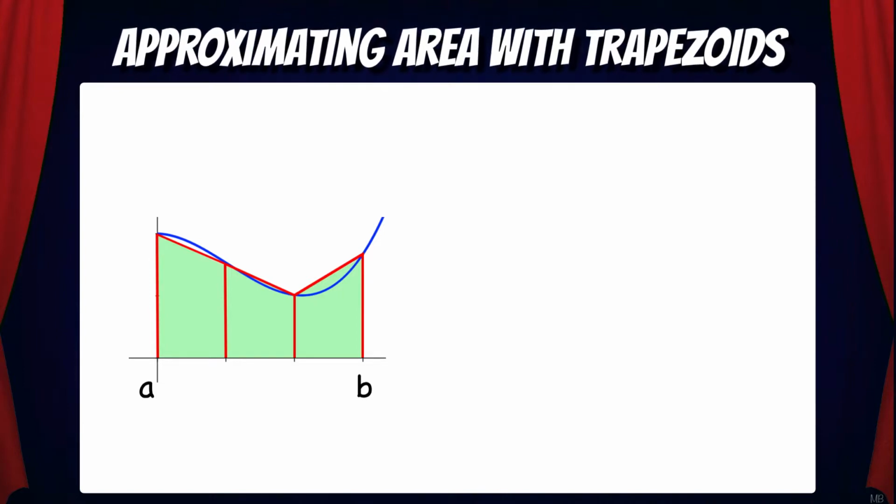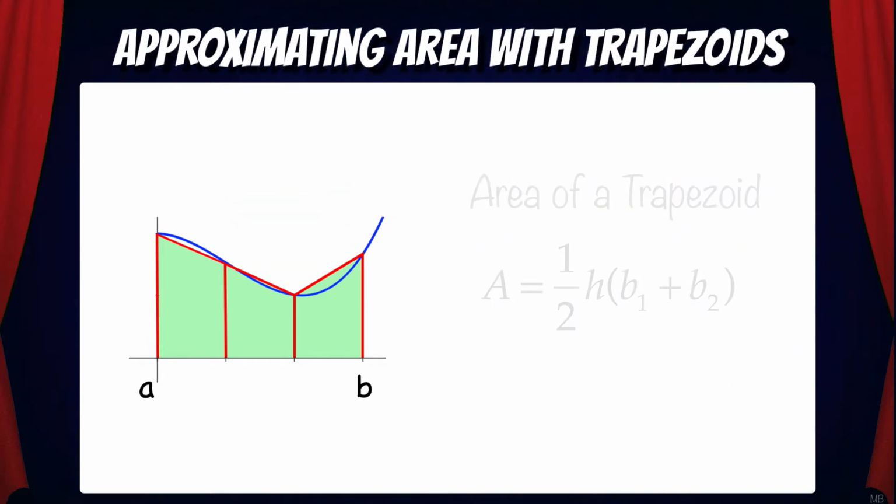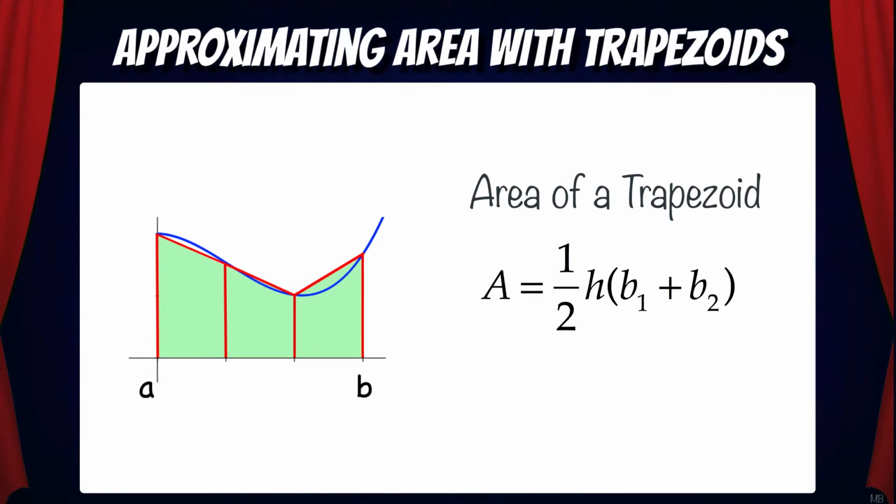In this diagram, I've divided the region from A to B into 3 evenly spaced trapezoids. The areas of the trapezoids are shaded in green. As you can see, the sum of the areas of the trapezoids is an approximation for the actual area under the curve. Some of the trapezoids underestimate the area under the curve, while others overestimate the area. From geometry, the area of a trapezoid is 1/2 h times the quantity of base 1 plus base 2.